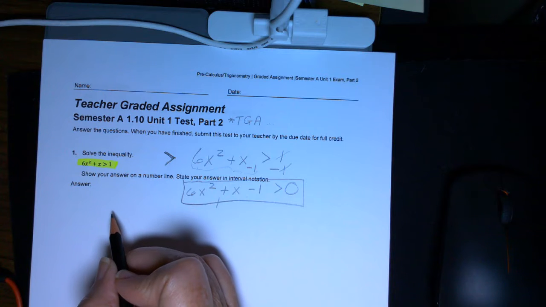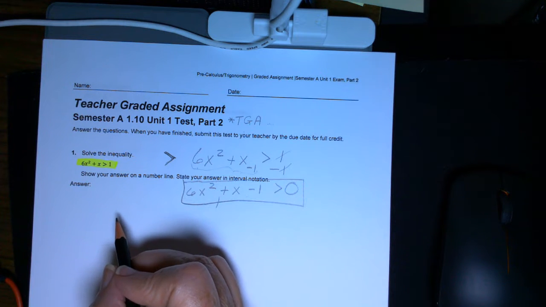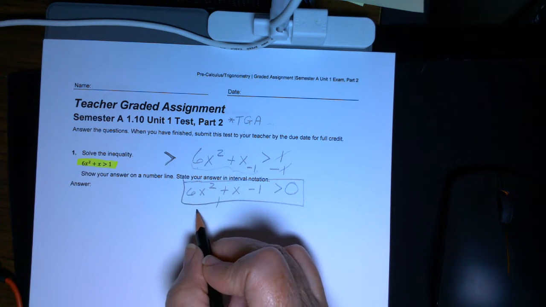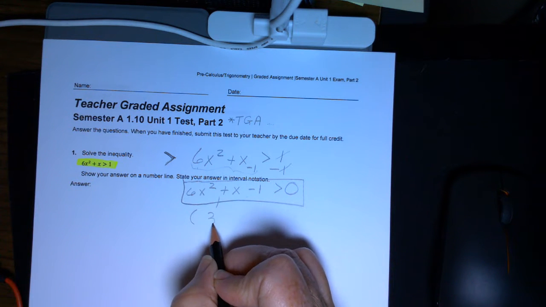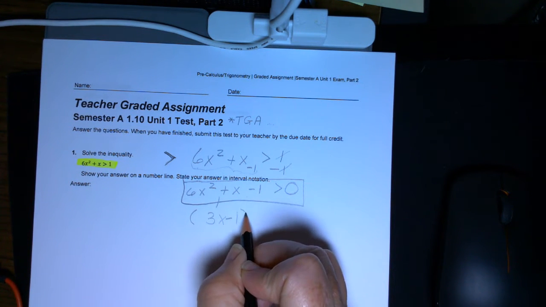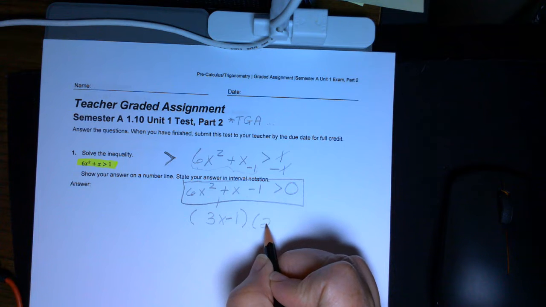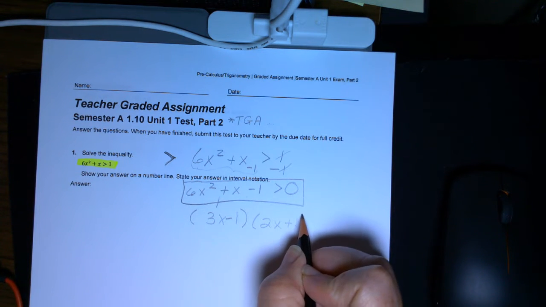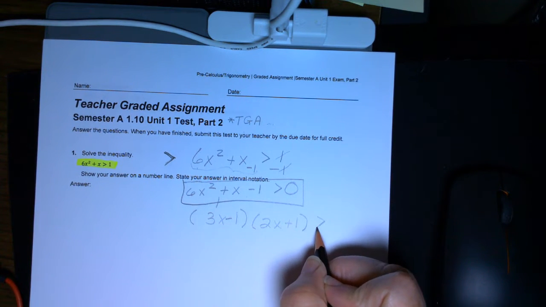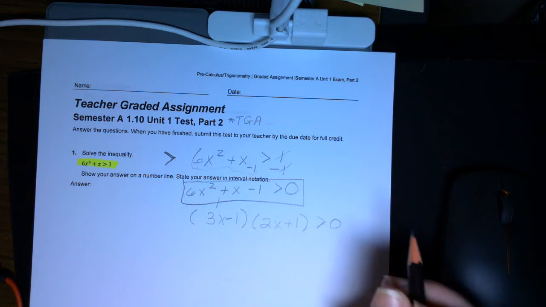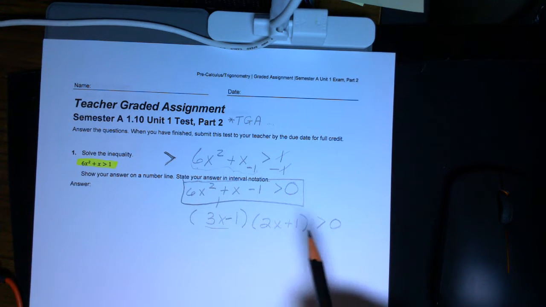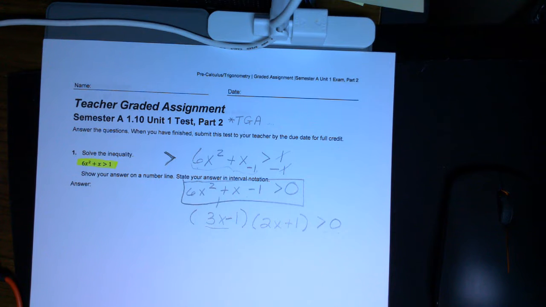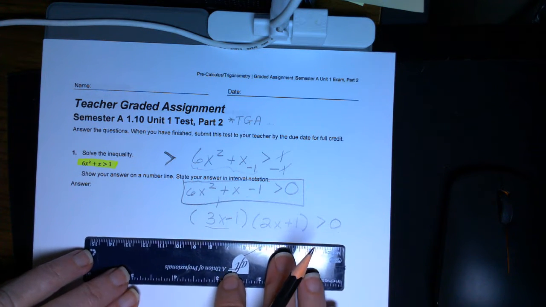So we factored it into 3x minus 1 times 2x plus 1, and that's greater than 0. Alright, so I'm going to set each of these factors equal to 0 and find my points of interest. So let me draw a number line and sketch those on the number line.